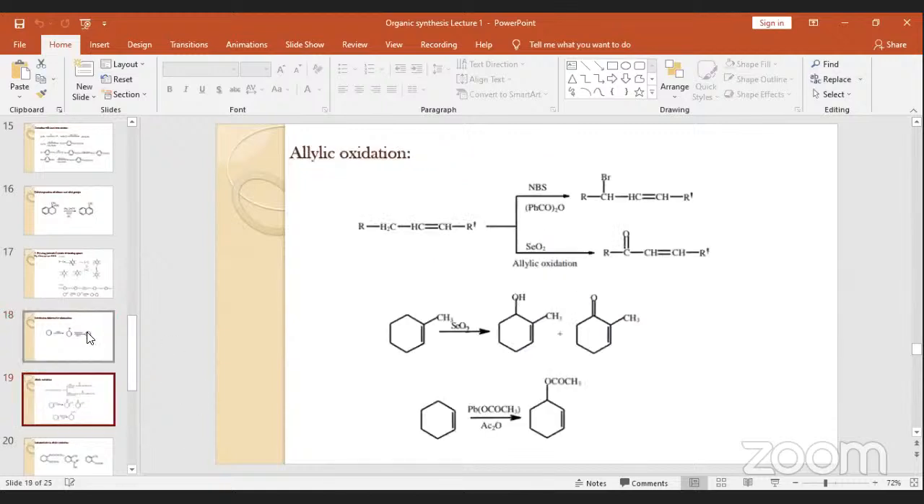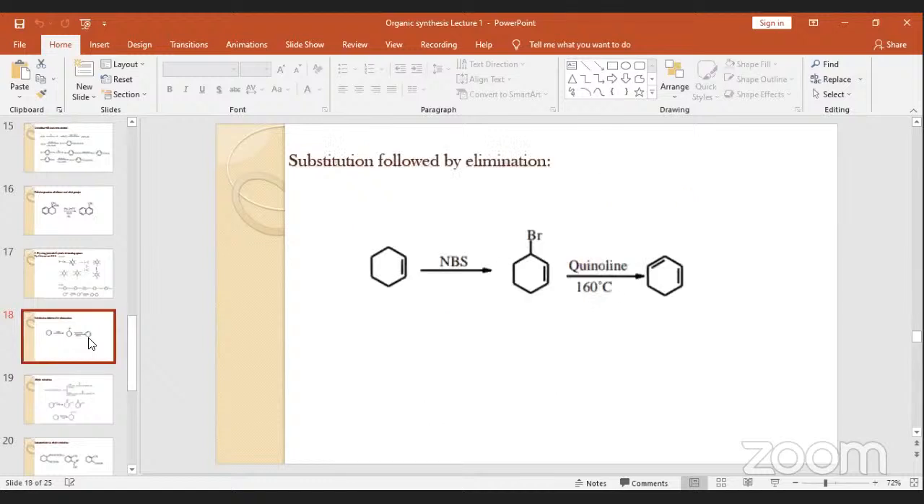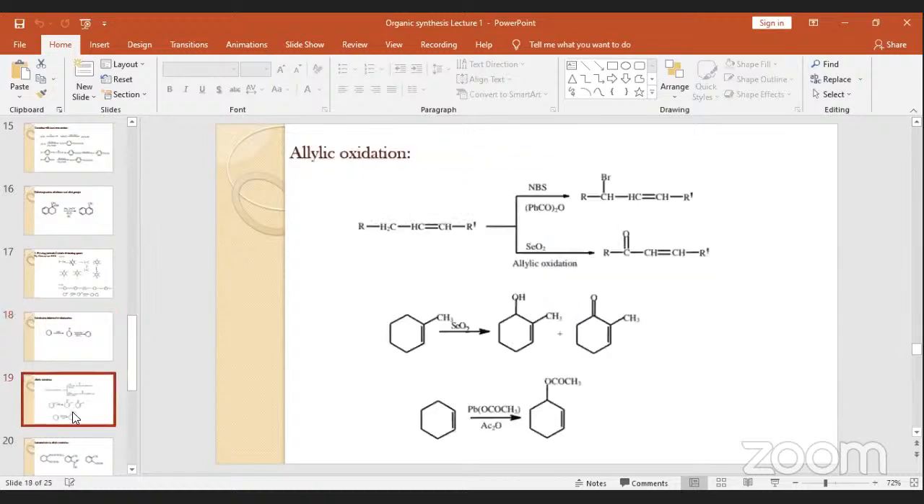Allylic oxidation. So here, at the allyl position, the double bond we are creating by substitution followed by dehydrogenation. Here also similar, see, and this is known as allylic oxidation because the allyl group we are oxidizing. See, here also allylic oxidation we can do in 2 ways, as I told you. N-bromosuccinimide bromination and followed by dehydrobromination. You can introduce a double bond there, that is ultimately dehydrogenation, and the overall reaction is dehydrogenation.